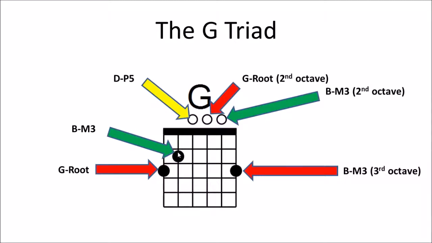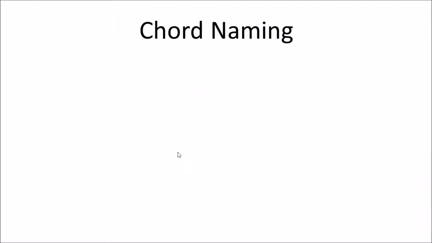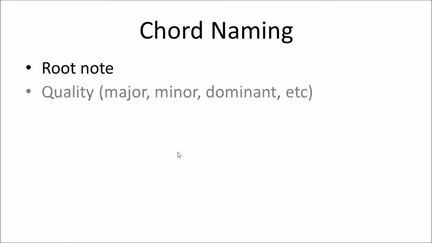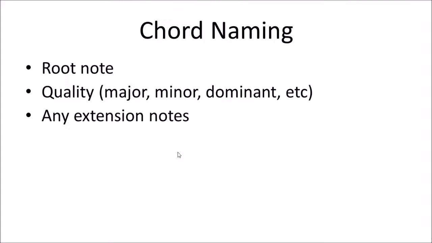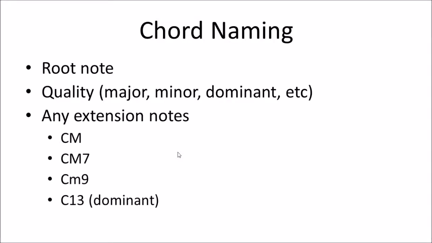So as you probably already know, every chord has a name, and the naming convention for a chord is going to be the letter of the root note, followed by some sort of quality, and then any extensions that may be included in the chord. An example would be a C major 7, C minor 9, C13, and so on. And by the way, the C13 is a dominant chord, and we'll hit on those in the next video when we talk about 7th chords.